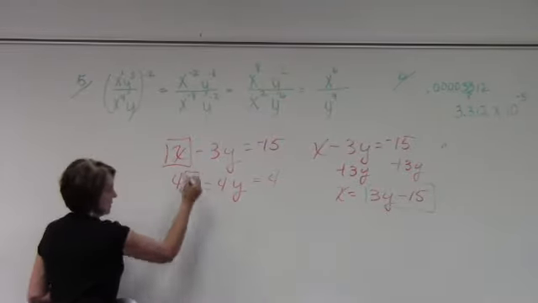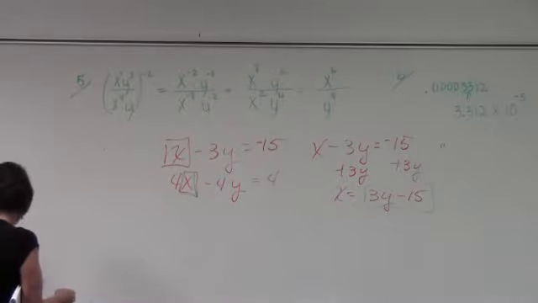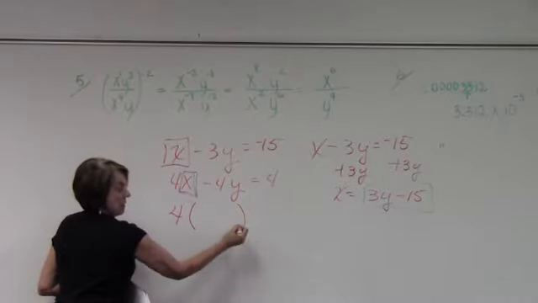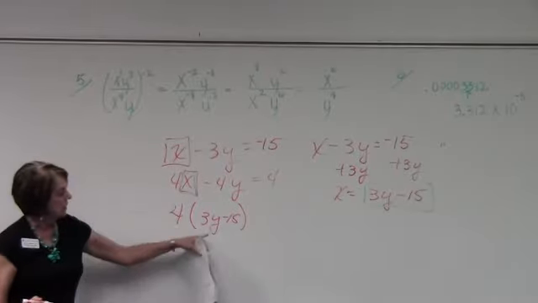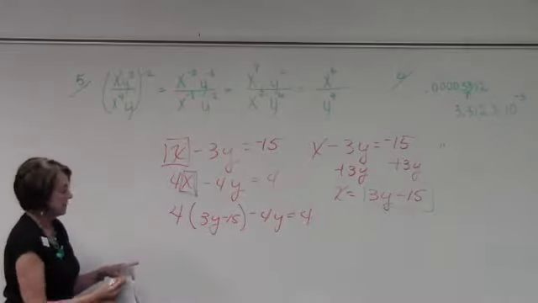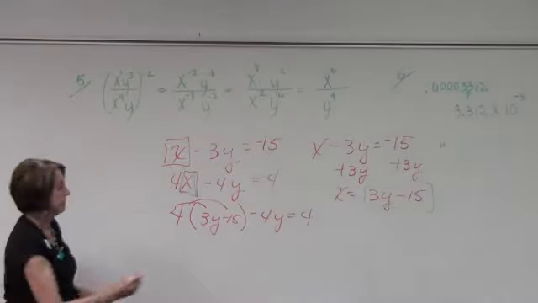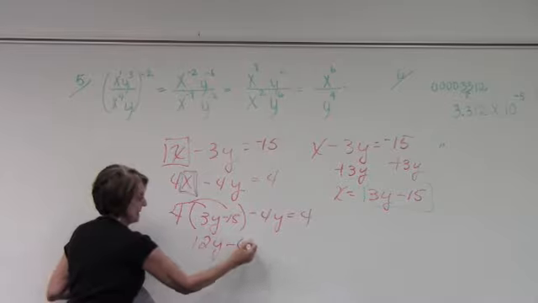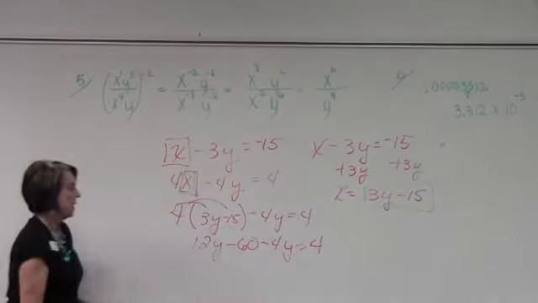What am I going to do with that 3y minus 15? Plug it into this x right here. Okay. So I have what property since I've got that 4? Distributed. Because I've got to put all this, so I need the parentheses, 4 times all of this minus 4y equals 4. Y'all said distributed property? I draw my arc so I don't forget. What do we get here? 12y minus 60. Good. Minus 4y equals 4.